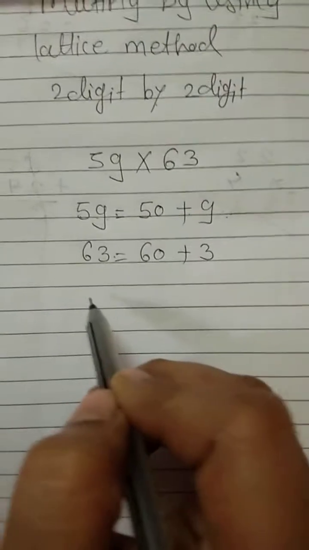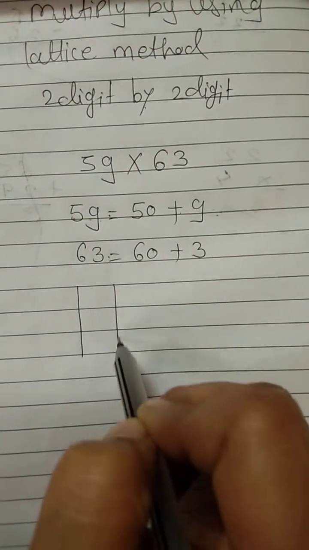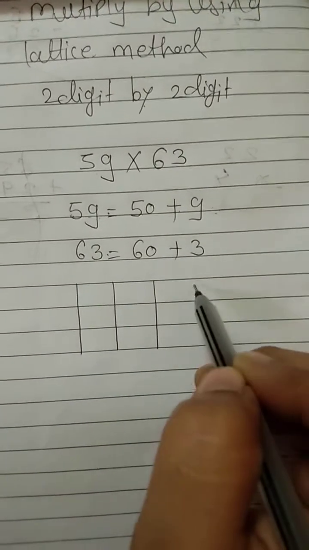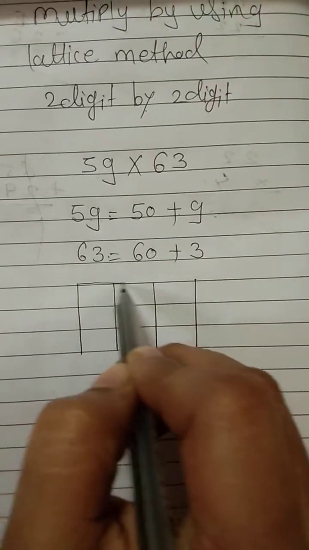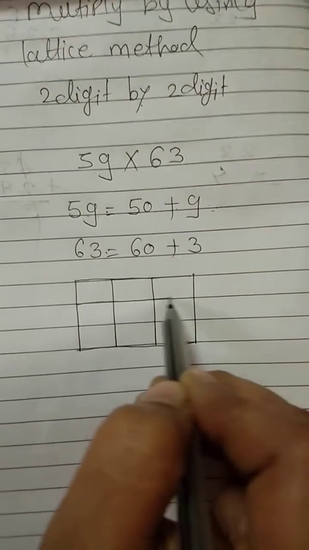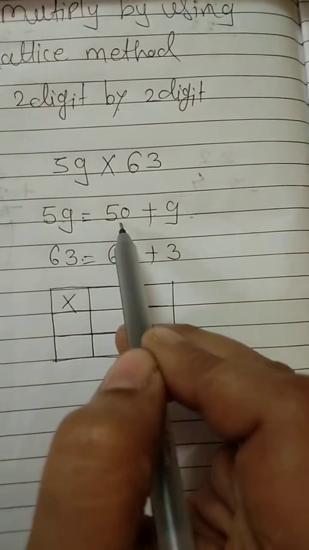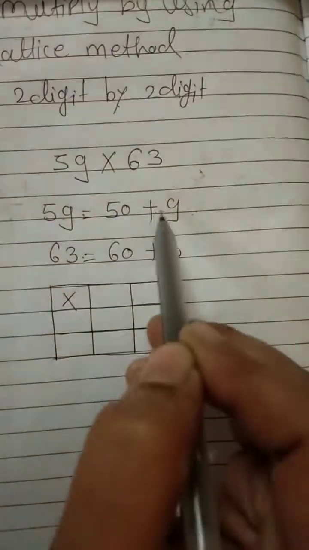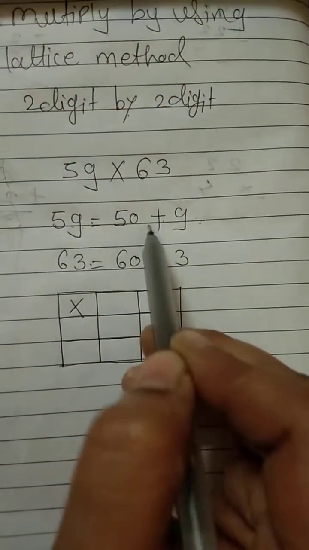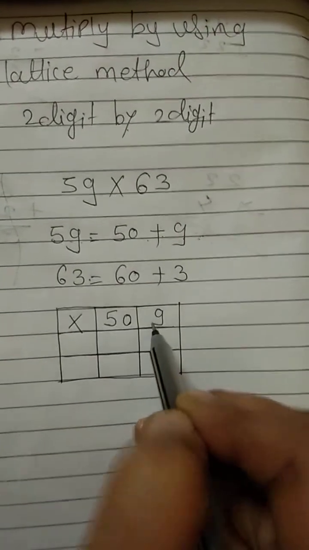Now we will do the lattice method. What do we have to do for this? Let's see. We will make columns. This way we have to make a column. In the first column, we will write the multiplication sign. Now the first number 59 is made of 50 plus 9, so 50 we will write here and 9 will come here.